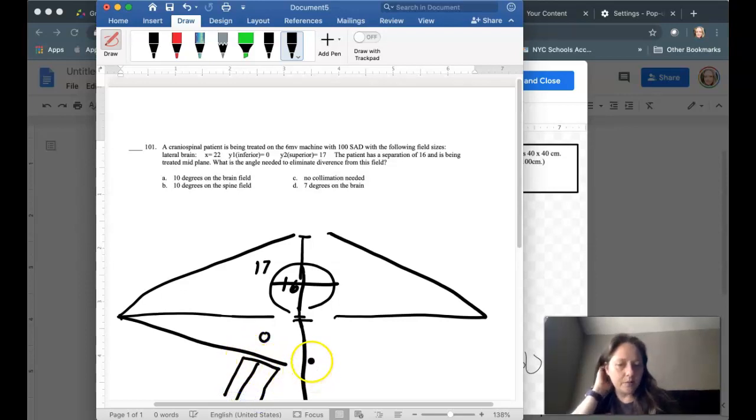And so normally we would accomplish that by kicking the couch. But when you use the half beam block, it's unnecessary to kick the couch. So this answer would be no collimation needed.